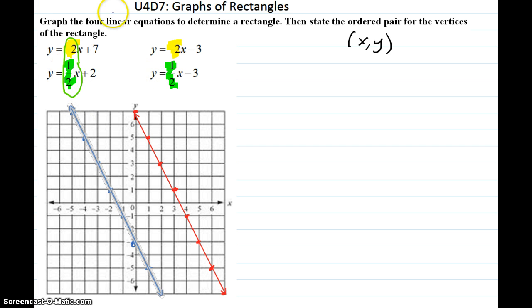Okay, let's graph our third line. Y equals 1/2 x plus 2. So we'll start here, the y-intercept of 2. Now we go up 1 over 2, up 1 over 2. And let's go back now. Down 1 to the left 2, down 1 to the left 2. And let's draw this line.